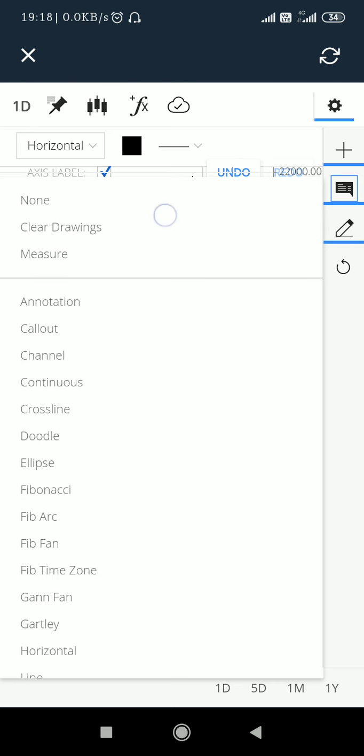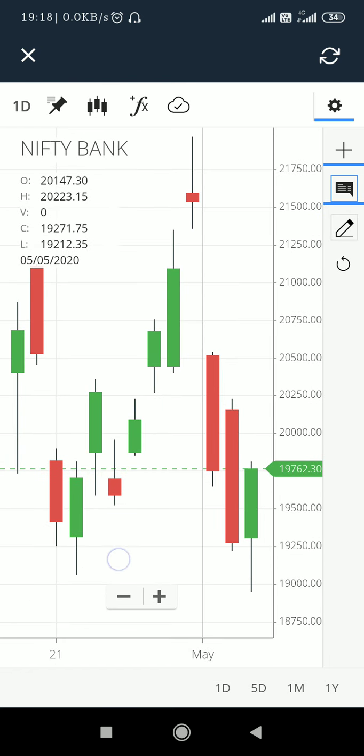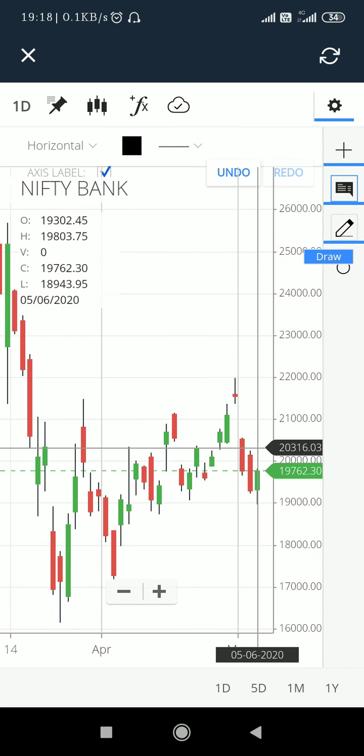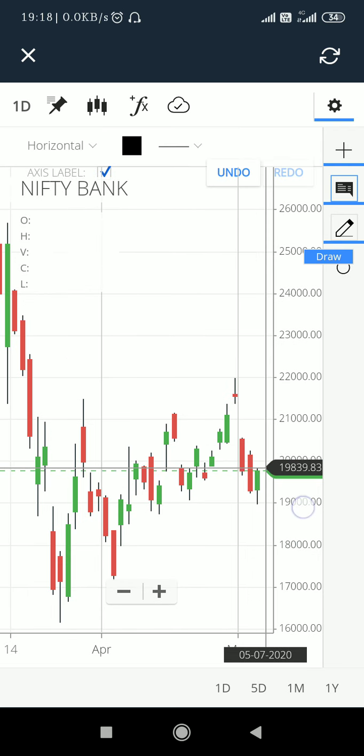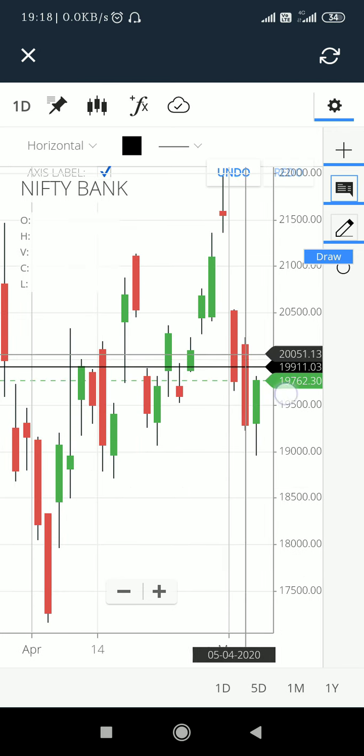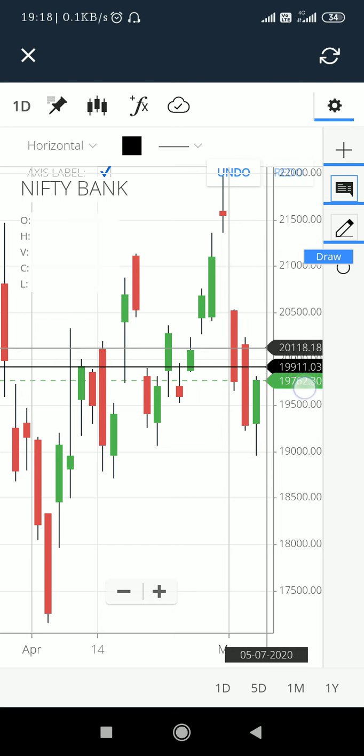Now on the upper side, what we can expect, firstly let me clear everything for you. Yeah, so that is the level of what we can expect on the upper side. Firstly, if we break today's high, we can expect a buffer at this particular level. If we give a closing above 19,900, we can definitely expect the levels of this particular level.